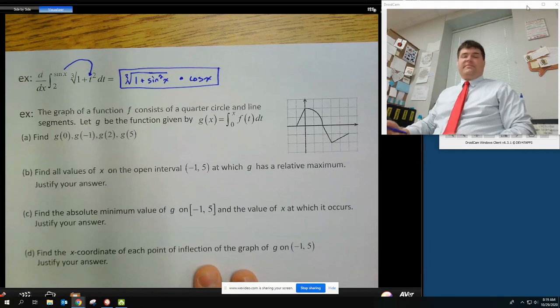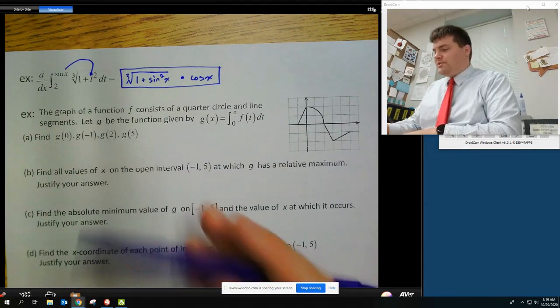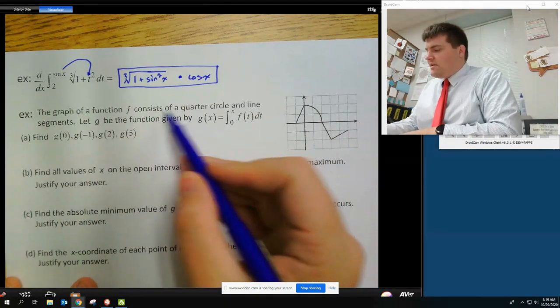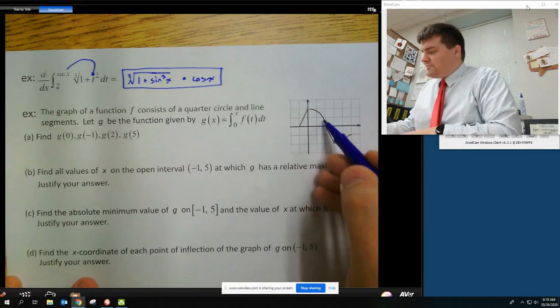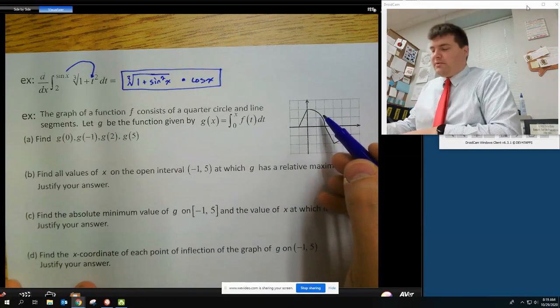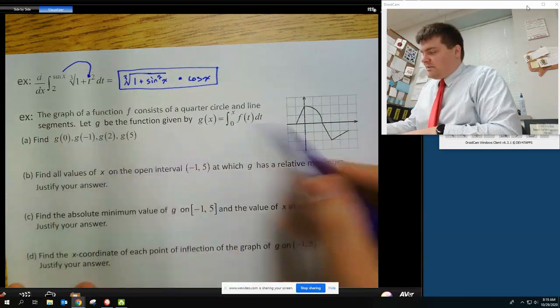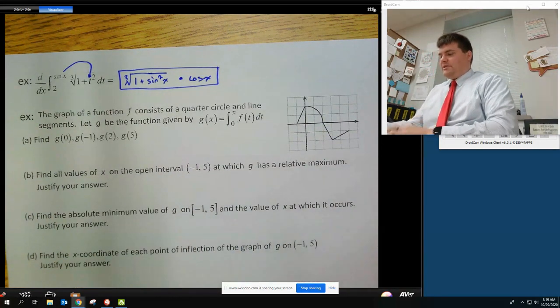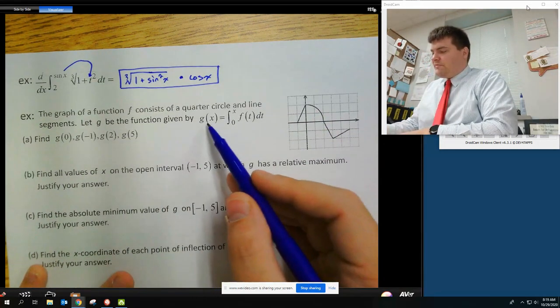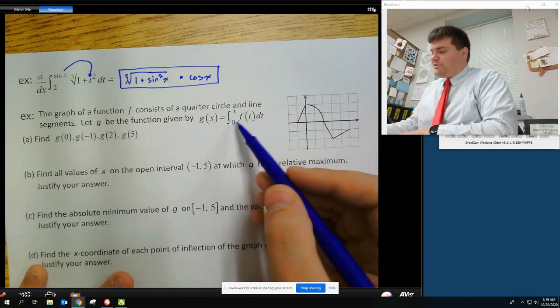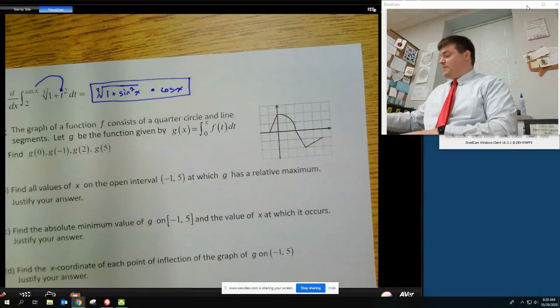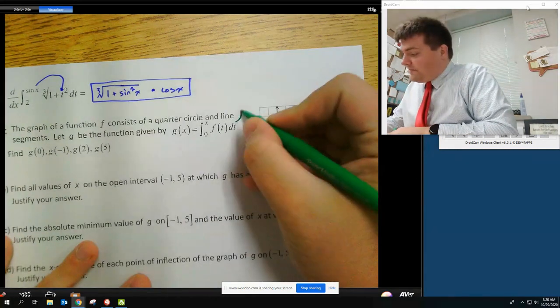All right, now we're getting to the graphing part, which I kind of alluded to earlier. So we have the graph of the function f, which consists of a quarter circle. That's this part right here, just so we know it is a quarter circle. That'll come into play. And line segments. So it's a quarter circle and all line segments. And g is the function g of x equals the integral from 0 to x of f of t dt, which means that this is a graph of area.